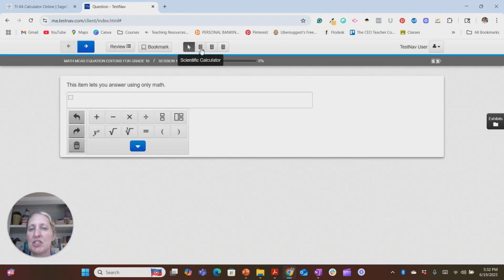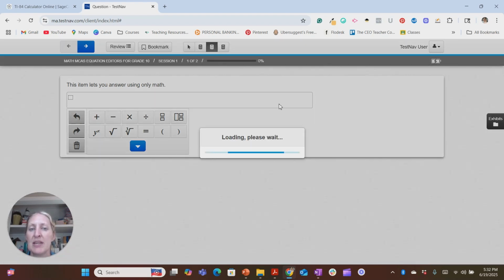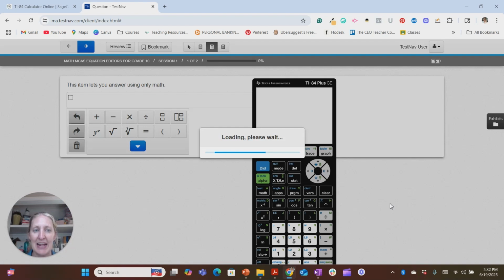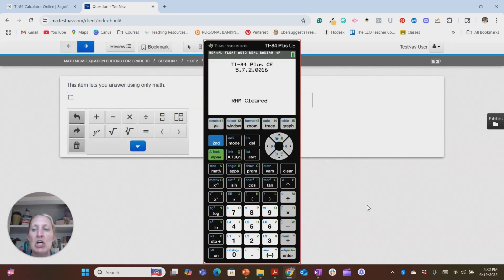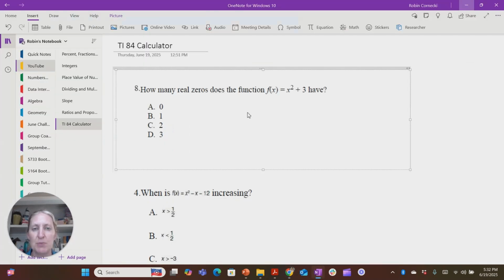Sorry, you're going to come to the top here. This gives you your choices between your calculators. So here is a Praxis TI-84 Plus calculator. So what we're going to do right now is we're going to go to this problem. How many real zeros does the function f of x equals x squared plus 3 have? And we are going to plug that into our calculator.